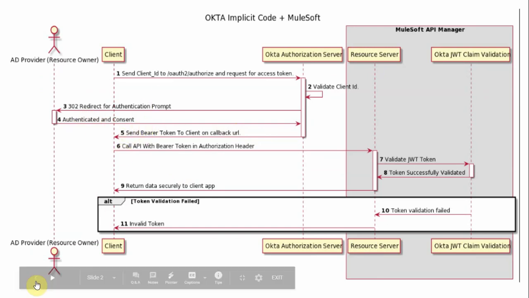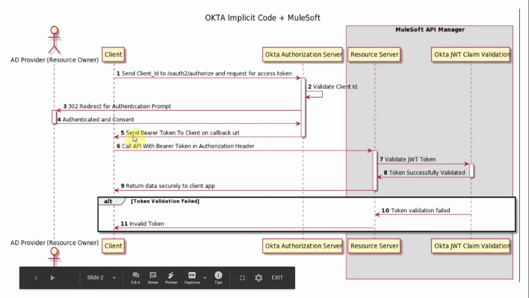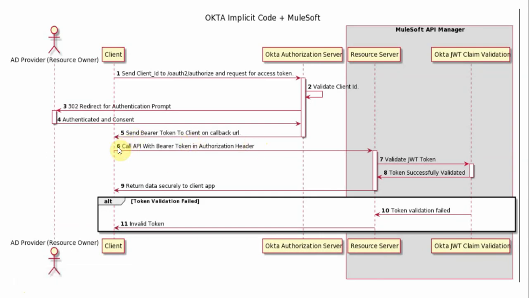In the previous case, once we got the authorization code, we had to call the token URL again to generate the token. You can see it here. But in implicit code you don't have to do that. You directly send the token you got in the authorization header to the resource server, which is the MuleSoft API Manager. It will validate the token using the JWT claim validation URL. Once the token is validated, the data is securely sent back to the client.